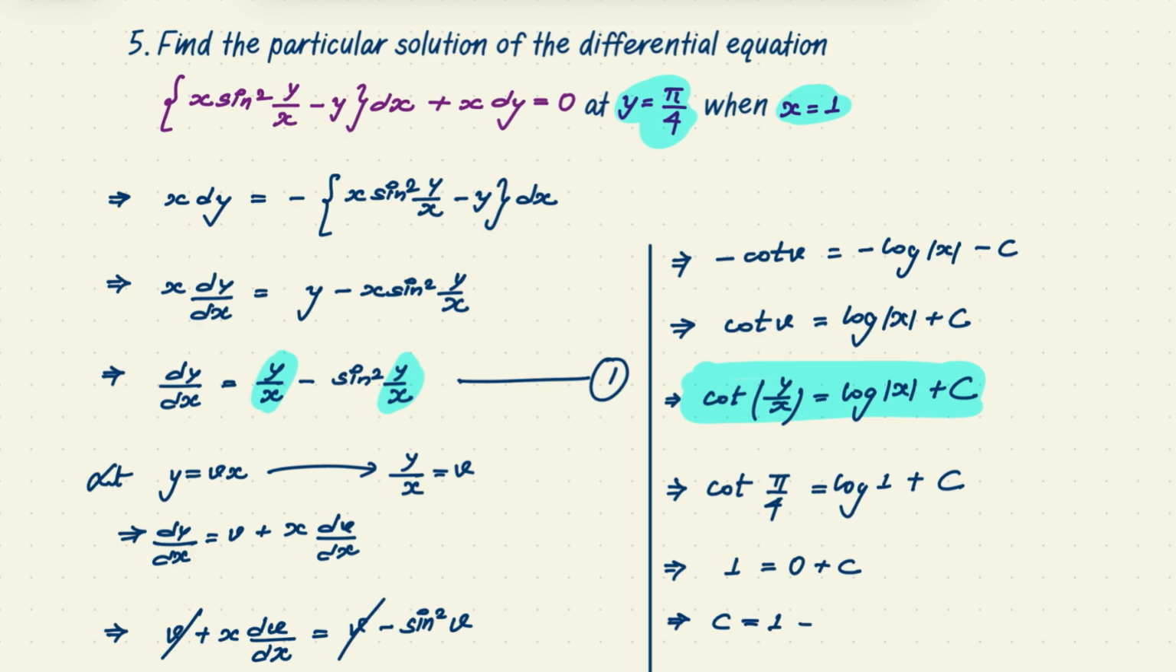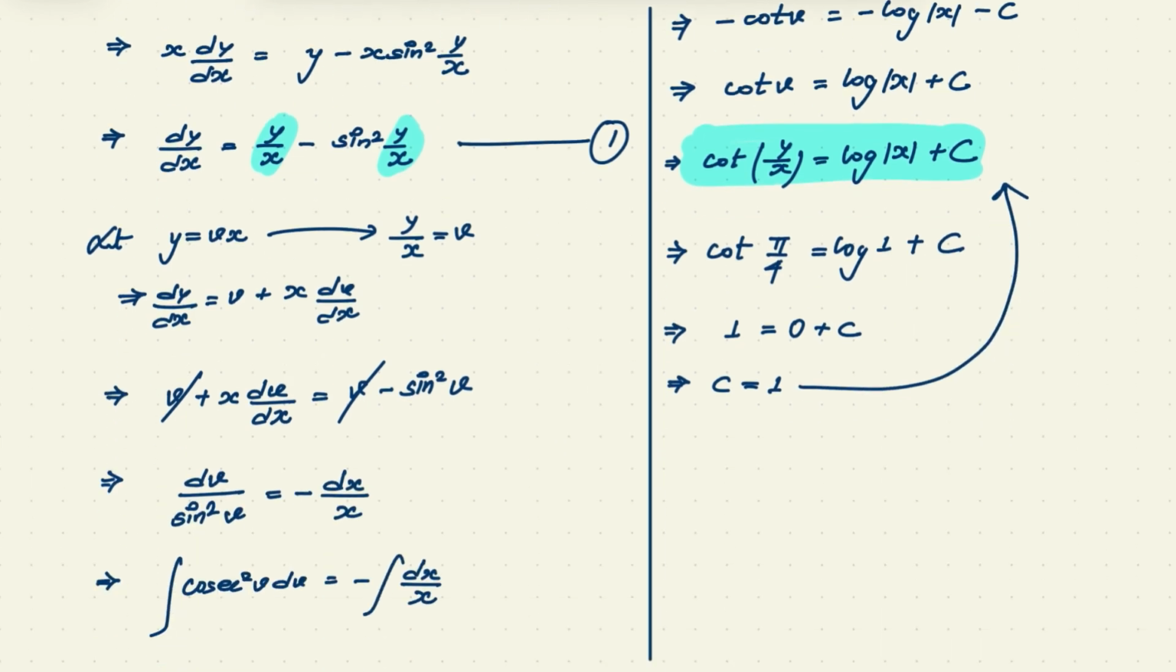So let us substitute this value of c in this general solution. Hence the particular solution for this question will be cot of y by x equals to log of x plus c, where c is 1. So this is the particular solution for this homogeneous differential equation.